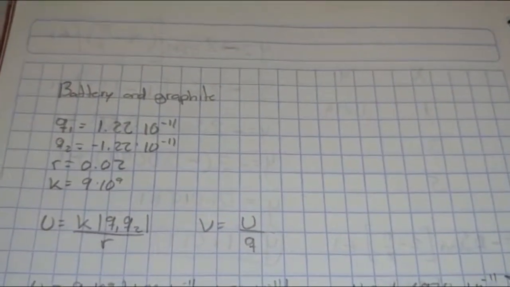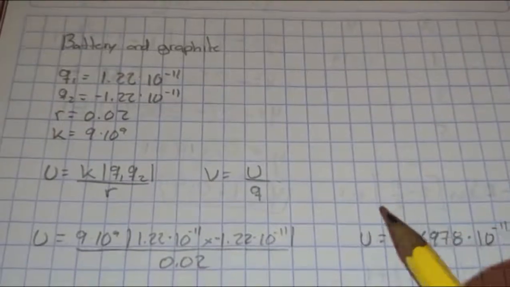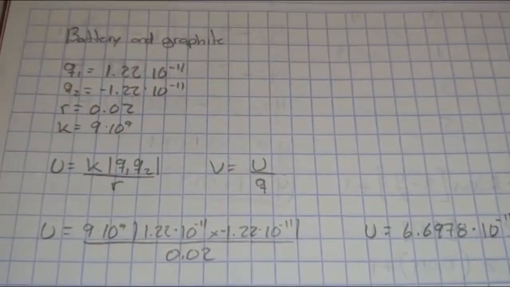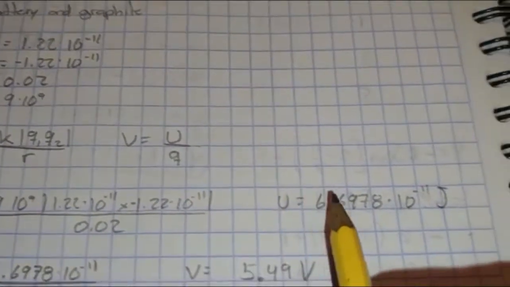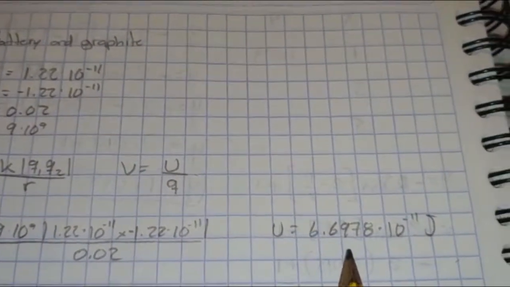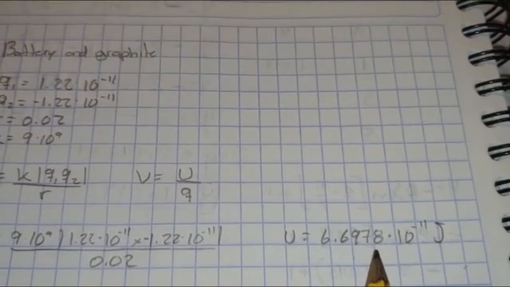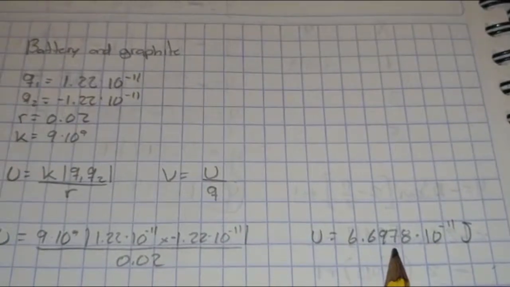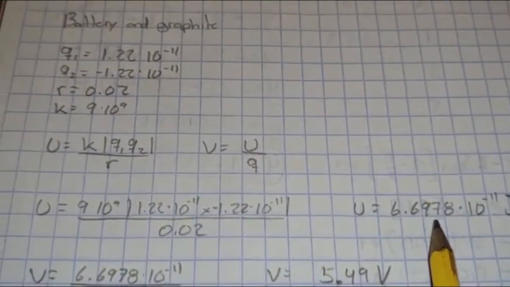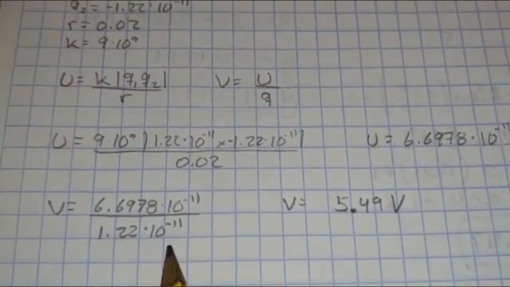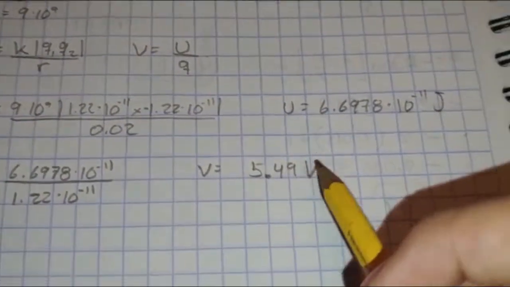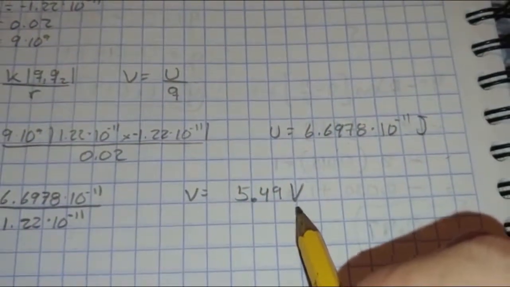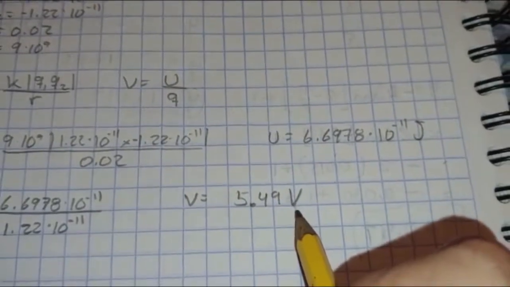Now, we're going to substitute the electric potential energy, and now we solve. Now we know that this is our electric potential energy. With this information, now we're going to substitute the electric potential difference formula. We solve, and now we know our electric potential difference.